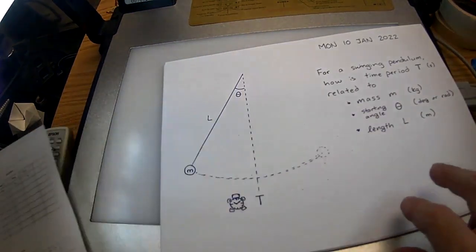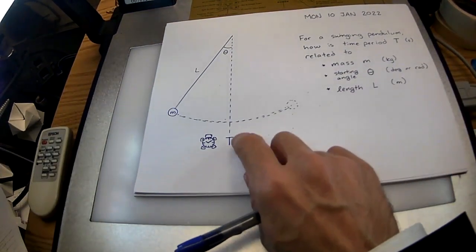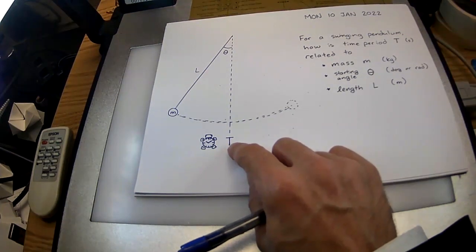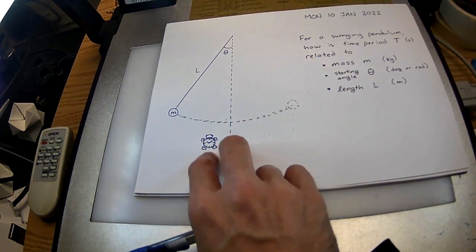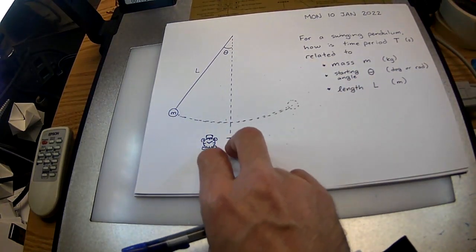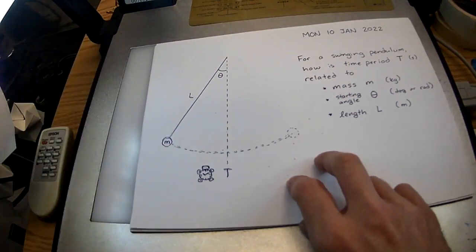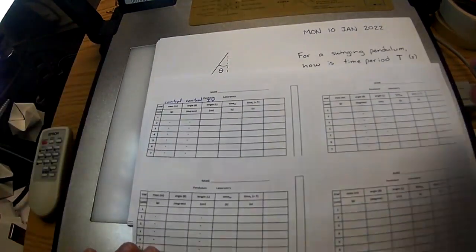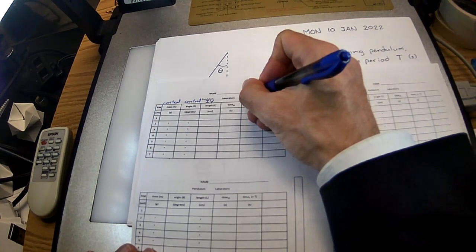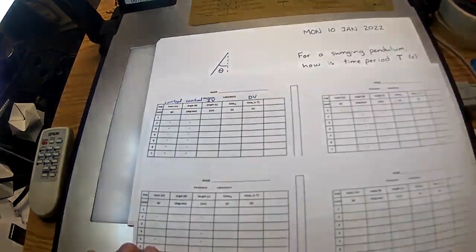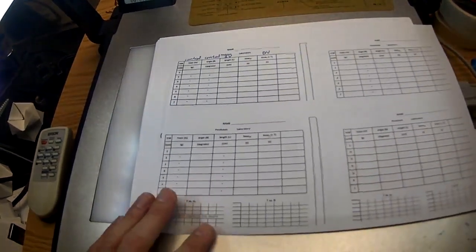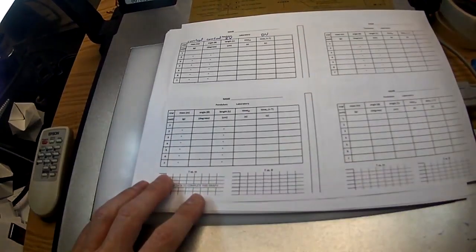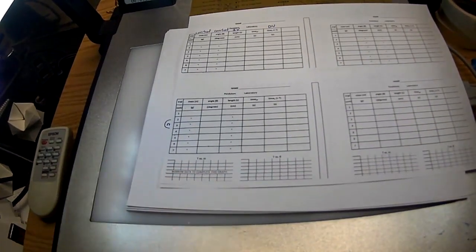You know what else I meant to mention? You guys have seen this capital T in different contexts. In a different context, it might represent tension in a string. But in this particular context, it's referring to time, like time period. Usually capital T is the time period for some kind of cycle. So that time period, we're going to treat as the dependent variable. Think of it that way.